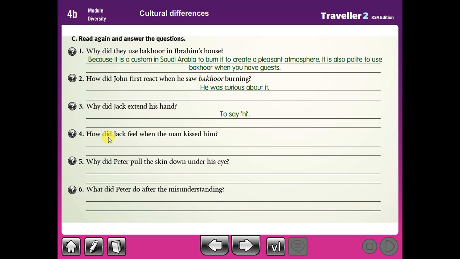4. How did Jack feel when the man kissed him? He felt uncomfortable. He went red. 5. Why did Peter pull the skin down under his eyes? Because he got something in his eye. 6. What did Peter do after the misunderstanding? He apologized to Daiki's brother and tried to explain.